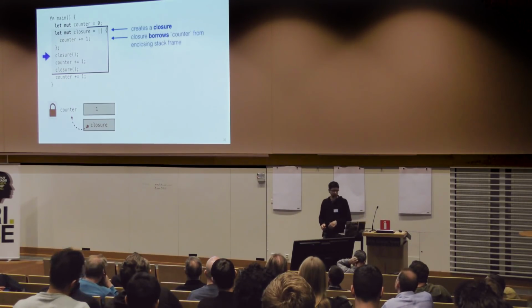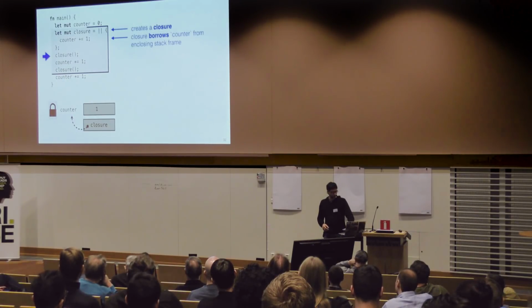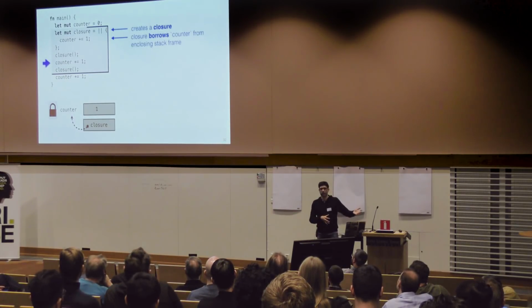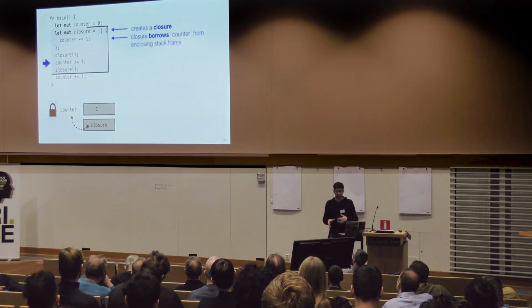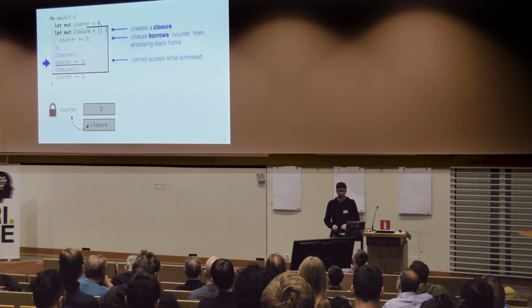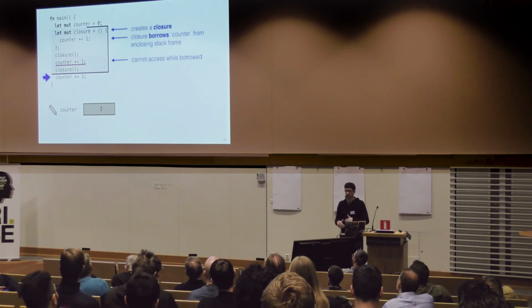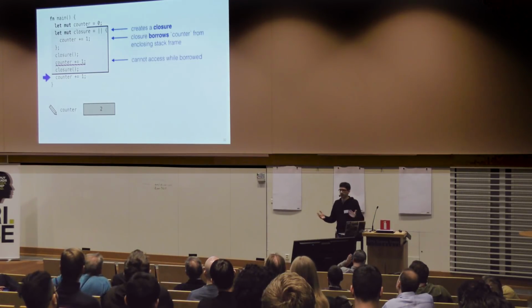So as long as we can still use the closure, that's fine. But if we were to try to access this variable that's captured by the closure, this mutably captured, I should say, that's not going to be allowed. And once we're done using the closure, then in the same way, the borrow ends, and the variable returns to its original state.